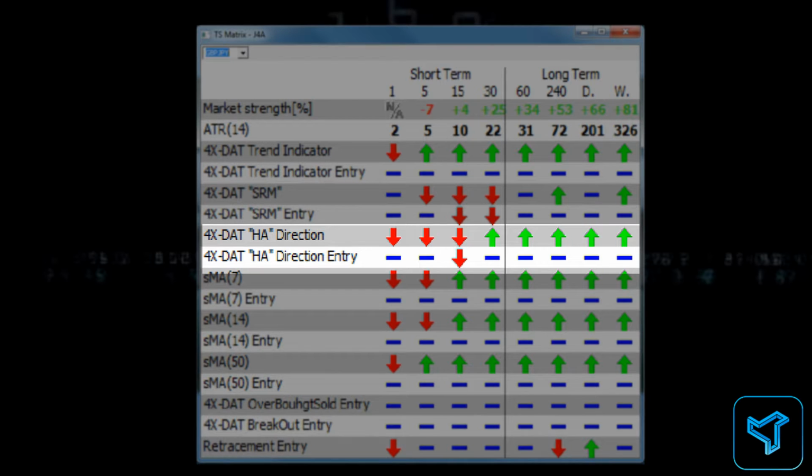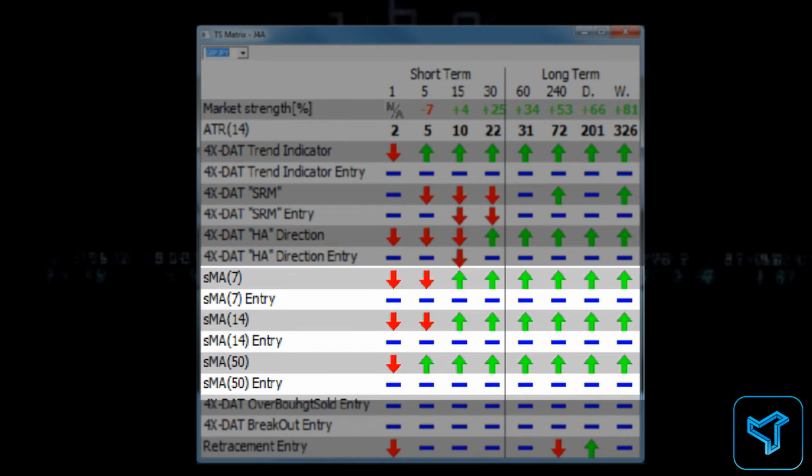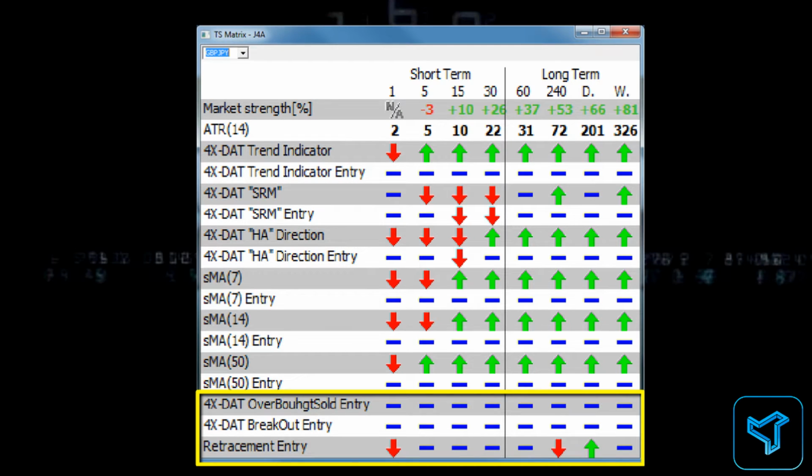Forex DAT HA signals, which are the Heikin-Ashi signals. Our pre-built strategies frequently incorporate this as it represents a smooth price movement. The next indicators are SMA, or moving averages, for various time frames, including a 7, 14, and 50 period moving averages. Below this, we have just entry signals, which are all based on oscillators.